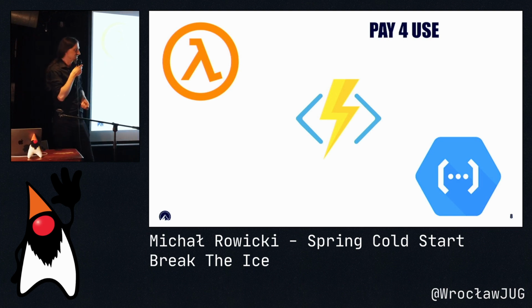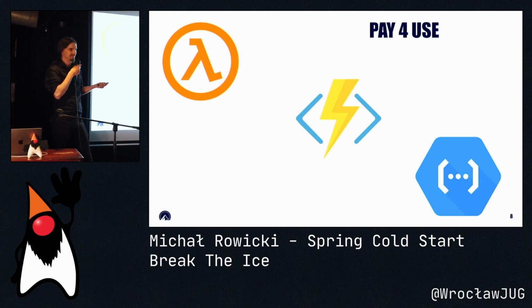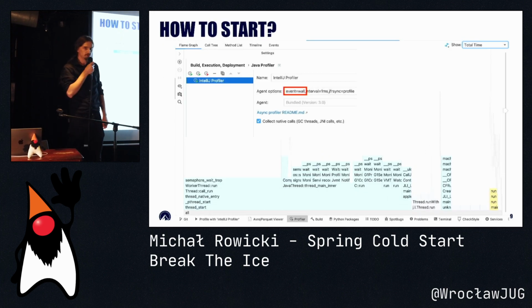And all of these subjects go into the term of scale to zero, because it would be nice to scale every one of our applications to 0 and start it afterwards, like with Azure Functions or AWS Lambda. And where should you start?